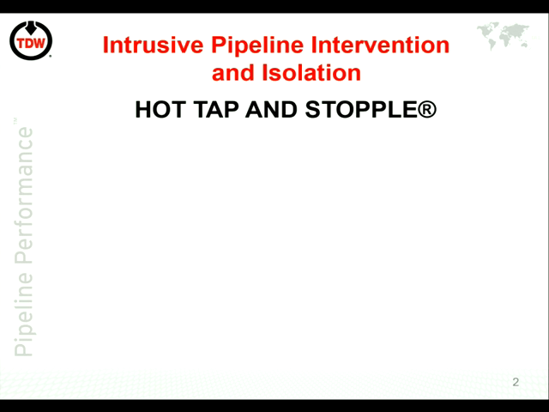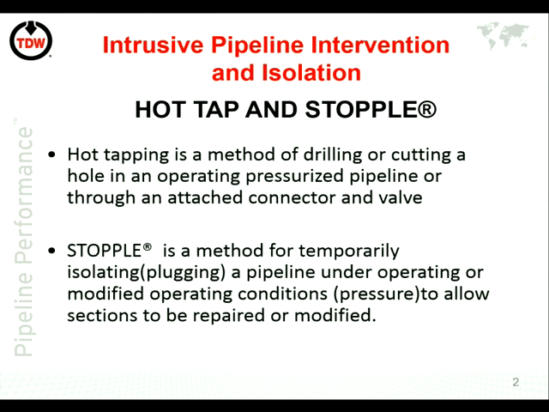So what hot tapping is, it's basically a method of drilling or cutting a hole in a pressurised pipeline, an operating pipeline, and containing the pressure release and allowing further work to be carried out. And stopple is a method for temporarily isolating that pipeline by plugging it, and we would plug it by going in through the drilled hole, and that would allow modifications to be done on the pipeline itself. So I'll come on to both these subjects in a little bit more detail.